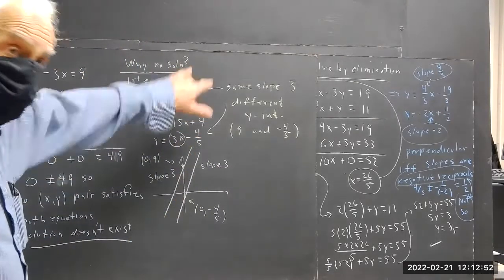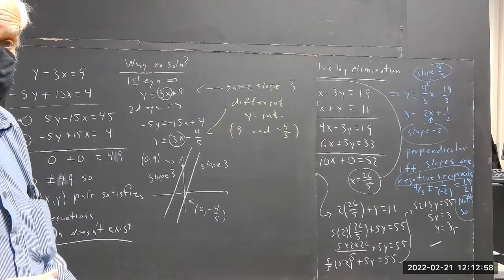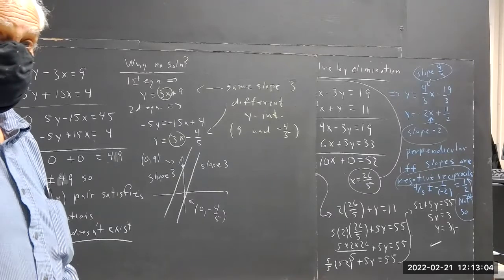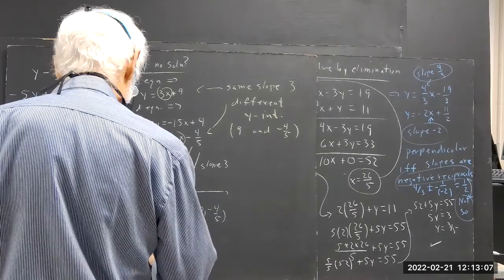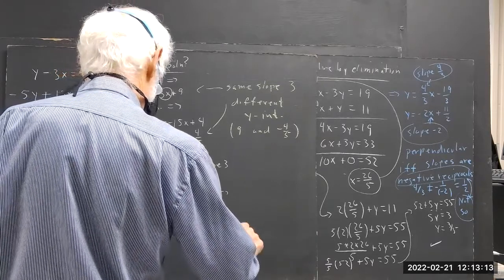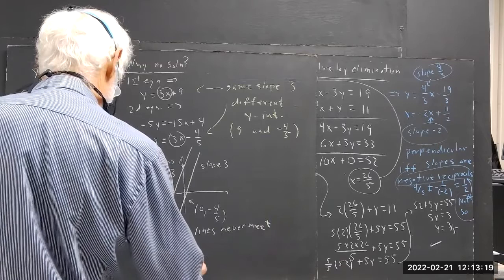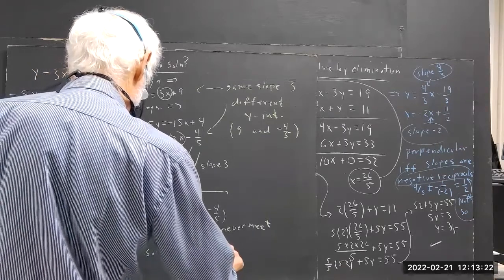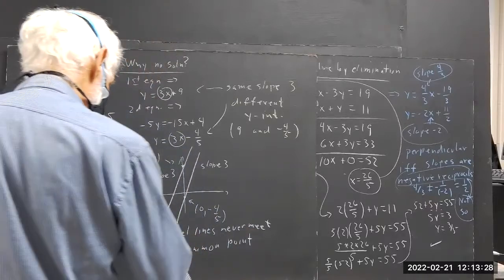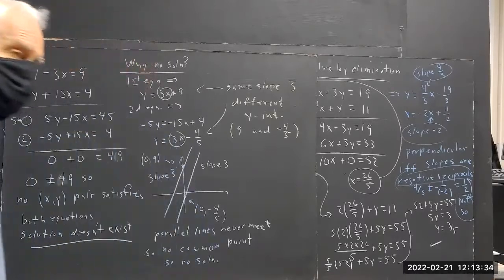Meaning that these lines are parallel, meaning they never meet, meaning there's never an intersection point, so there's never any set of x and y values that makes them both true. So parallel lines never meet. There's no common point in these graphs. There's no solution.